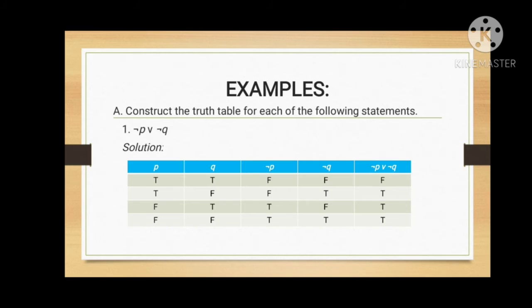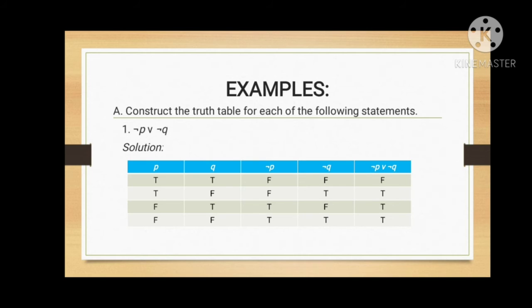Letter A, construct the truth table for each of the following statements. Number 1, negation of P or negation of Q. For the solution, we have the truth table with P, Q, negation of P, negation of Q, and negation of P or negation of Q. In the first column, we have true, true, false, false for P, then for Q we have true, false, true, false. Here is where it changes. Let's look at not P. The negation of P is the reverse.